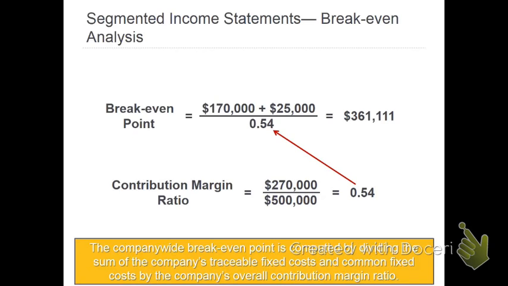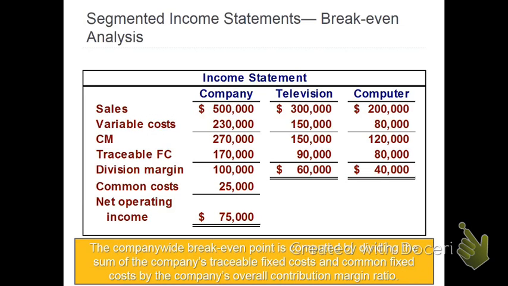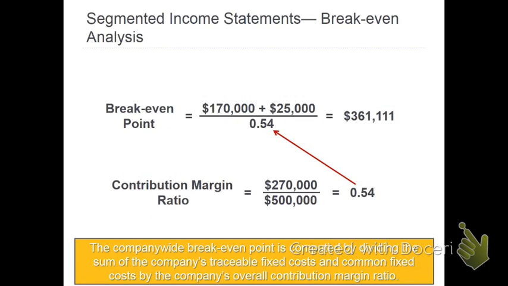And how did we get that 270 over 500? We took the 270 divided by 500 to get that 54% contribution margin ratio.